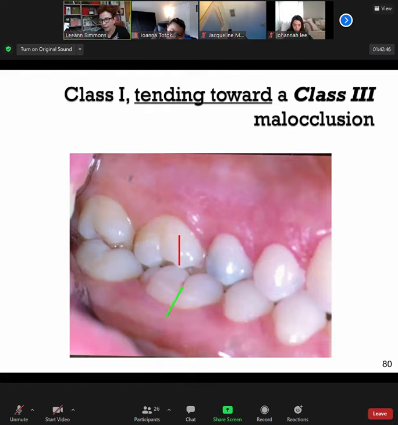Just to make you crazy, there can be tendencies in these malocclusions, just like there are with the canines. So here, the mesiobuccal cusp of your maxillary molar is in red, the buccal groove in green, and you see it's just a little bit too far forward. So it's a class 1 tending toward a 3. It's not a full cusp different. Remember, that's a full cusp. That's a full cusp. It's a big difference for a full 2 or 3.